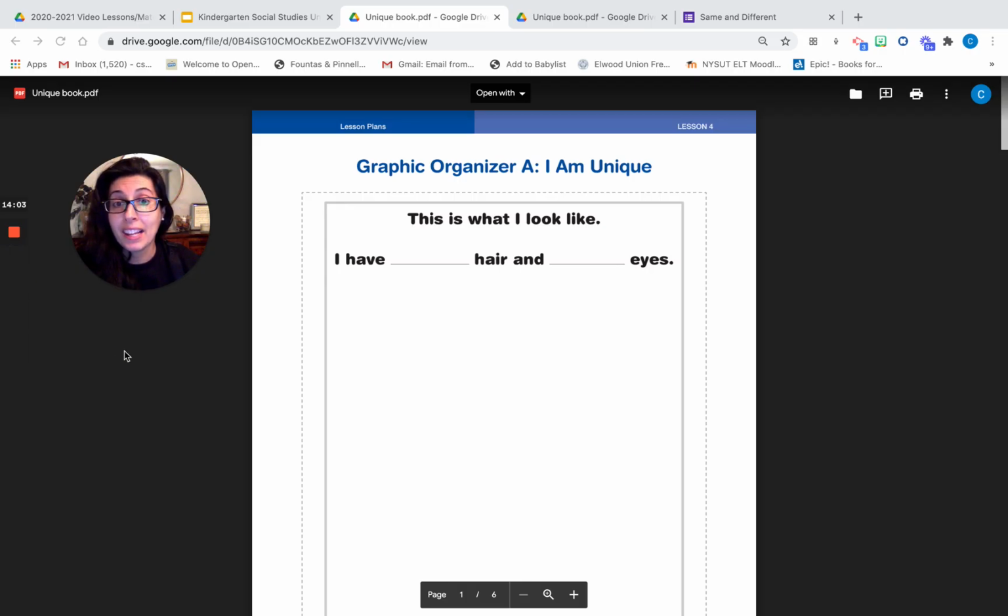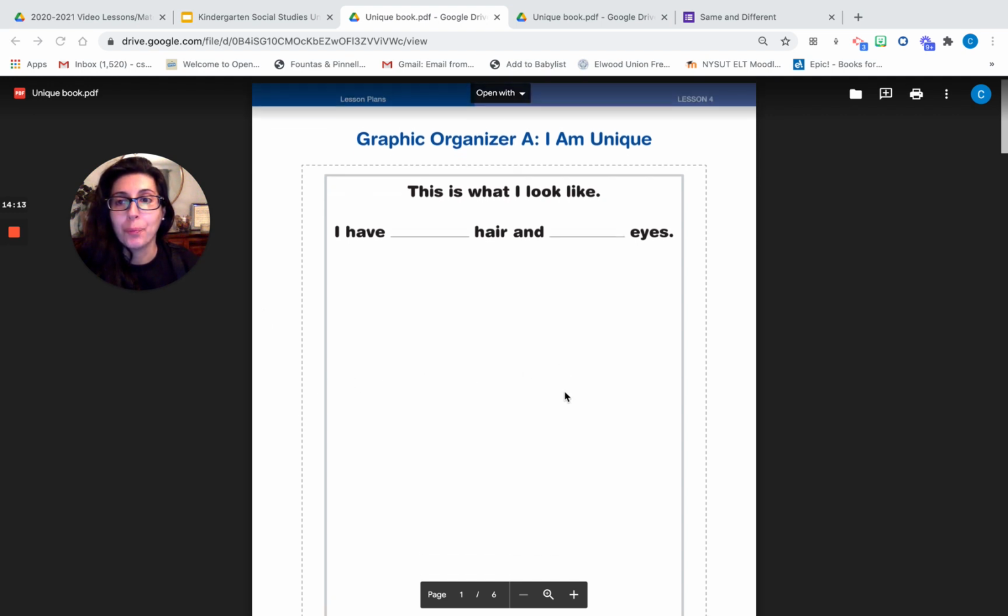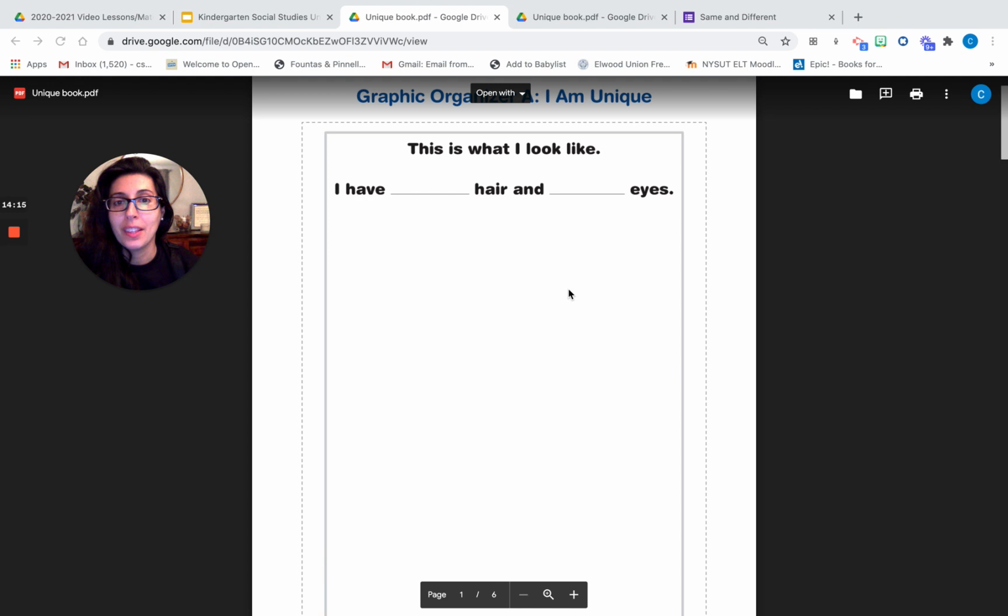Now I have an activity sheet for you to do. It's actually an activity book. You're going to make your own book called I Am Unique. So here's what you will do. There are many pages to this book. I'll read them to you. You're going to fill in some blanks and draw a picture.